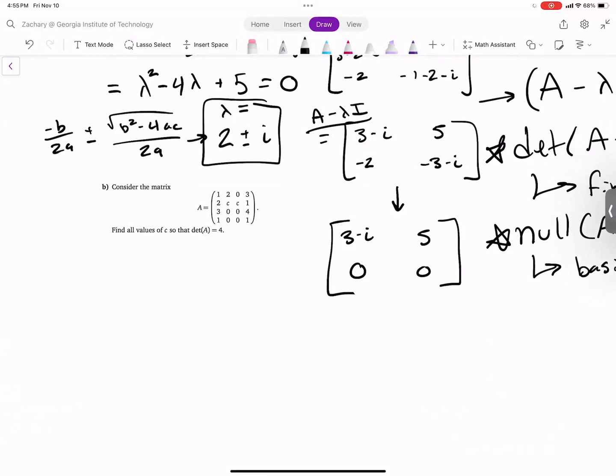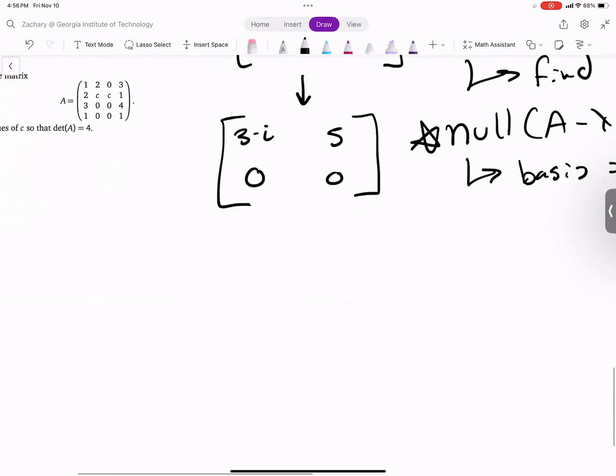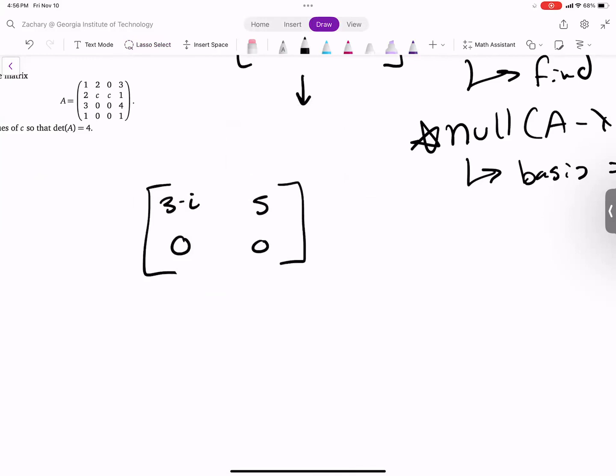Now we're looking for the null space of this. You can do this once again by trying to put this in row reduced echelon form, but we're going to have to use some complex math to get this first number to be 1. What we do instead is we want to find some vector, because we define the eigenspace as the null space of this matrix, right?